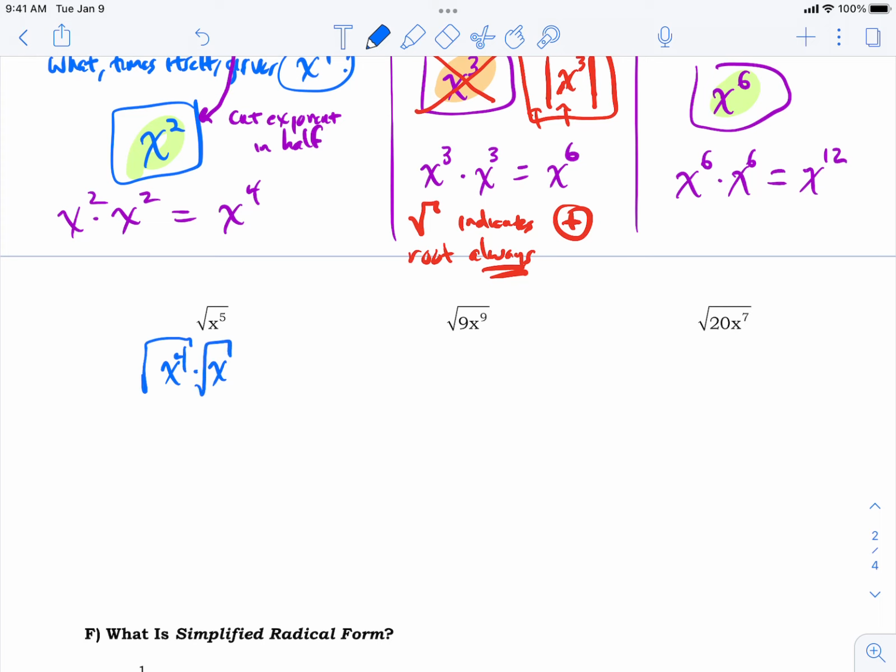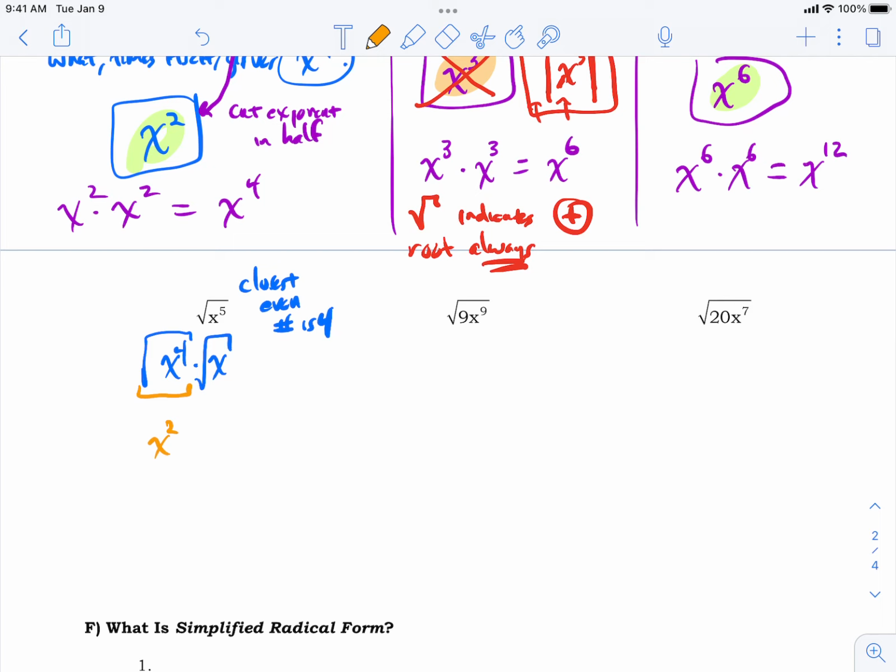Take the closest even number. The closest even number is 4. So I take x to the 5th and I split it off as an x to the 4th times an x. The closest even number is 4. Now, why am I doing that? Because this part here is simplifiable. You just cut the exponent in half. And then this part here is not simplifiable, so you just copy it.